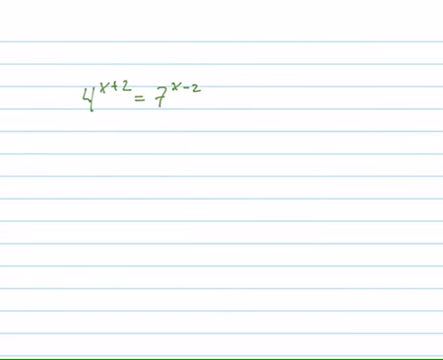Let's solve this exponential. The first thing to do is to take the log or the natural log. Doesn't really matter. I'm going to do the natural log just because it's less letters, ln. Take the natural log of both sides. And the reason we do that is because that allows you to bring the exponents down to the front. And that's what we wanted. We want to get that exponent down to the front.